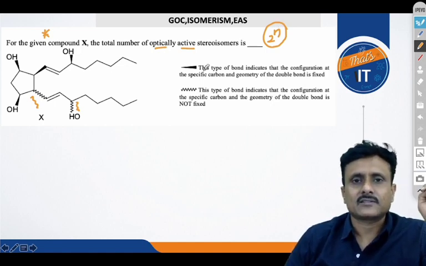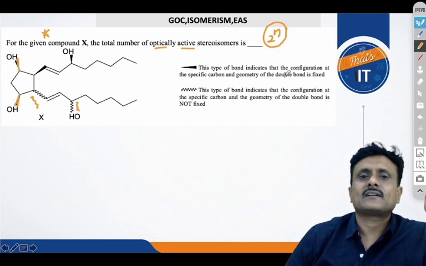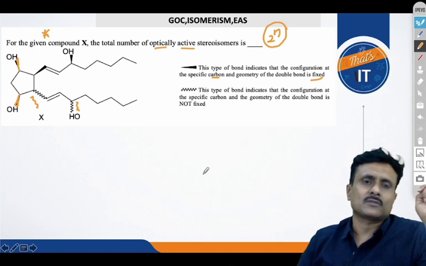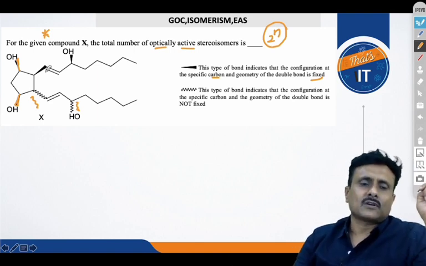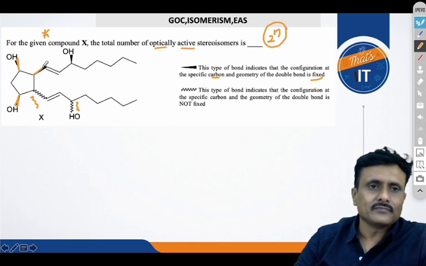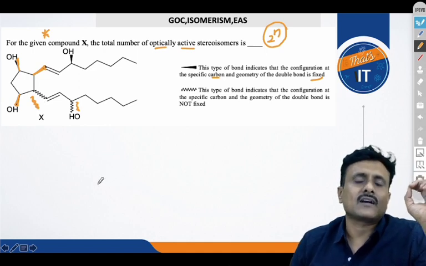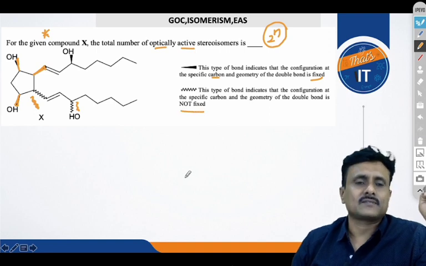However, there is a condition. Whichever are the thick portions, you can see that these carbon atoms' geometry is fixed, isn't it? You can see the double bond geometry is fixed. However, this wavy one, that is the hash line, is variable, is not fixed.